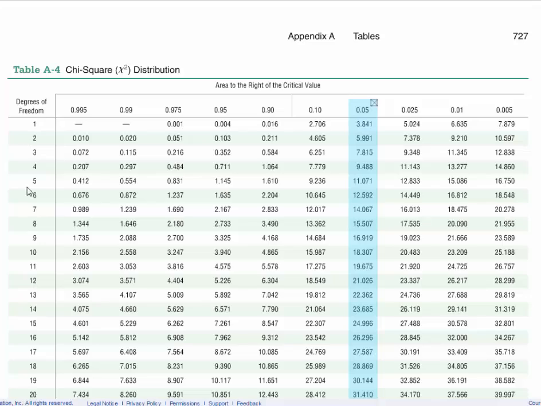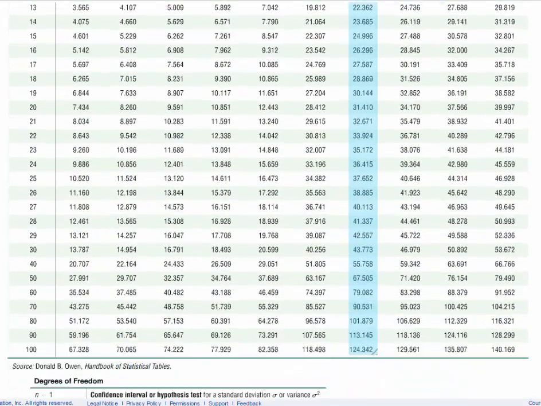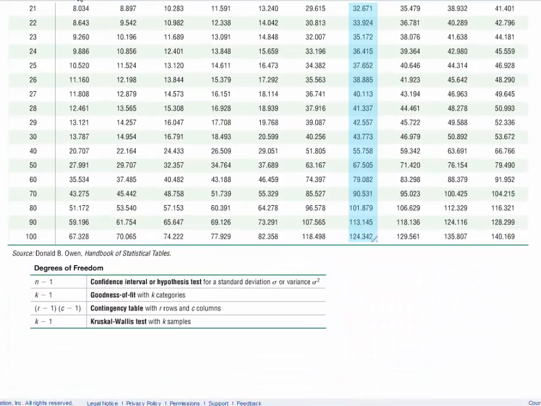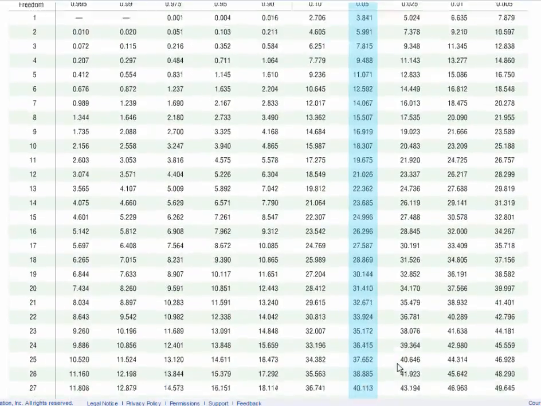Here we have degrees of freedom on the left, and just as a reminder at the bottom here, the two situations that we'll use this table for: goodness of fit tests, where our degrees of freedom will be k-1, where k is the number of categories, and contingency tables, where we'll have r-1 times c-1 when the table has r rows and c columns. And I'll show you what that means.